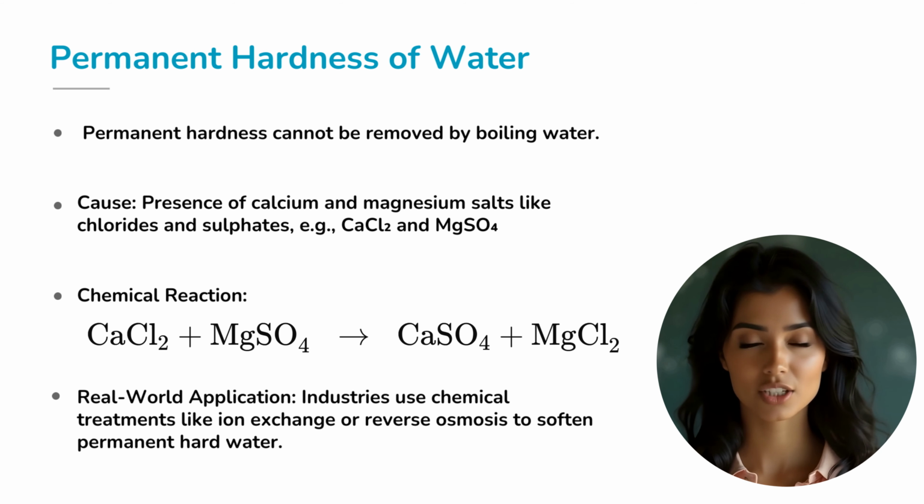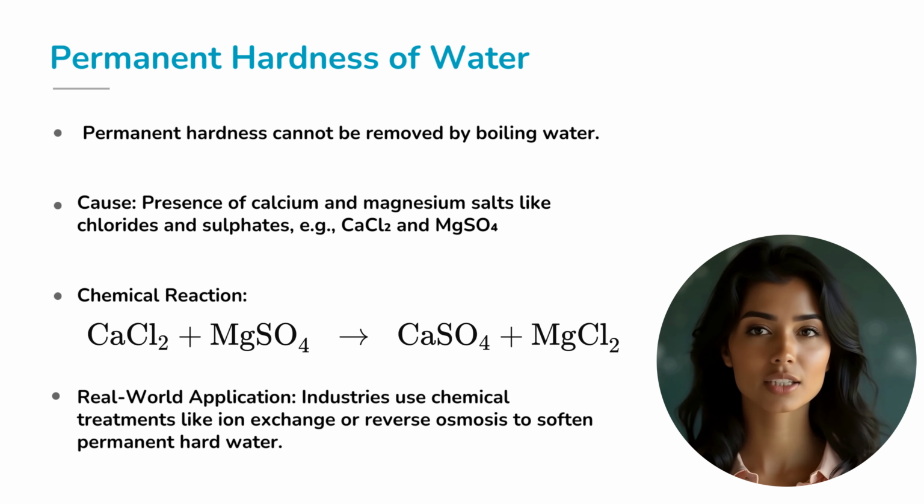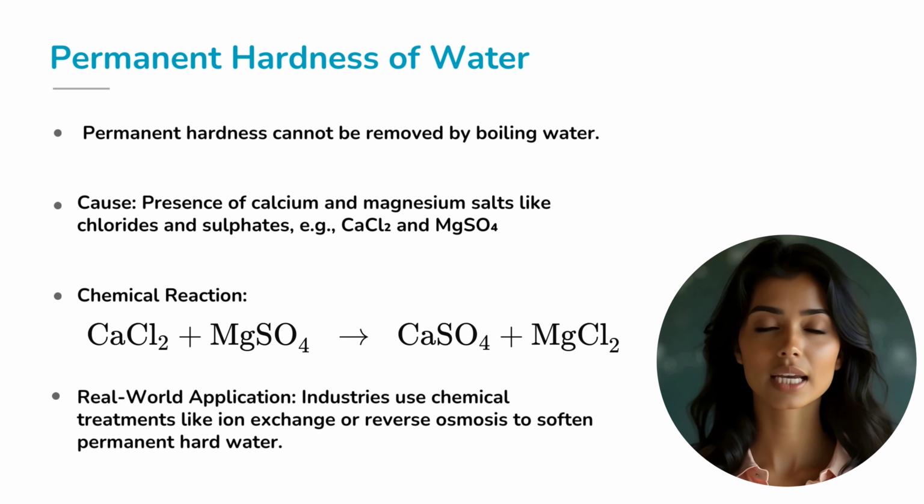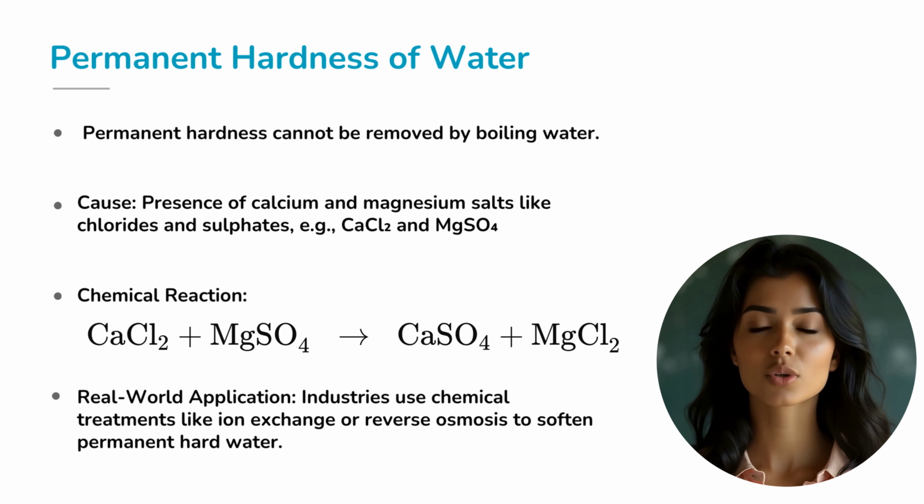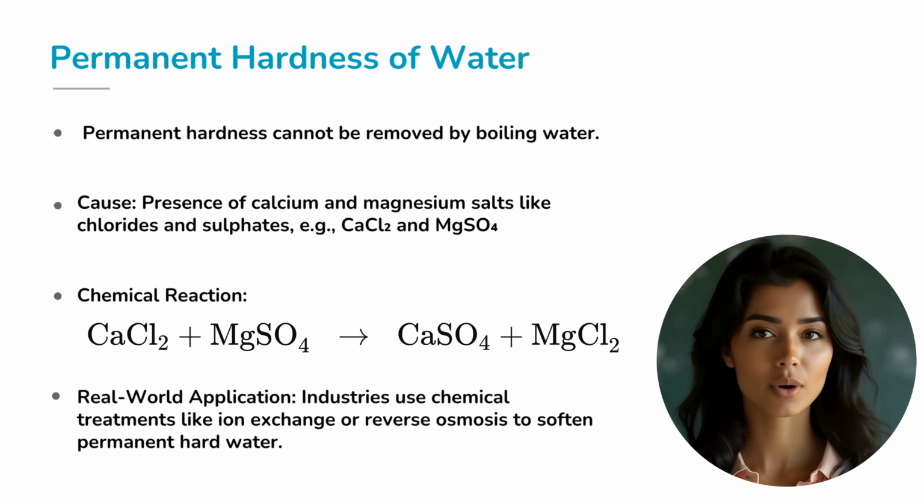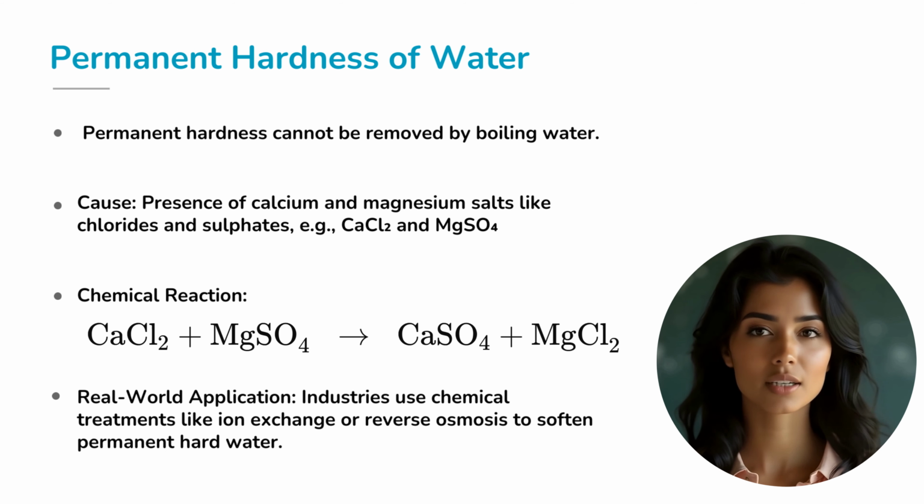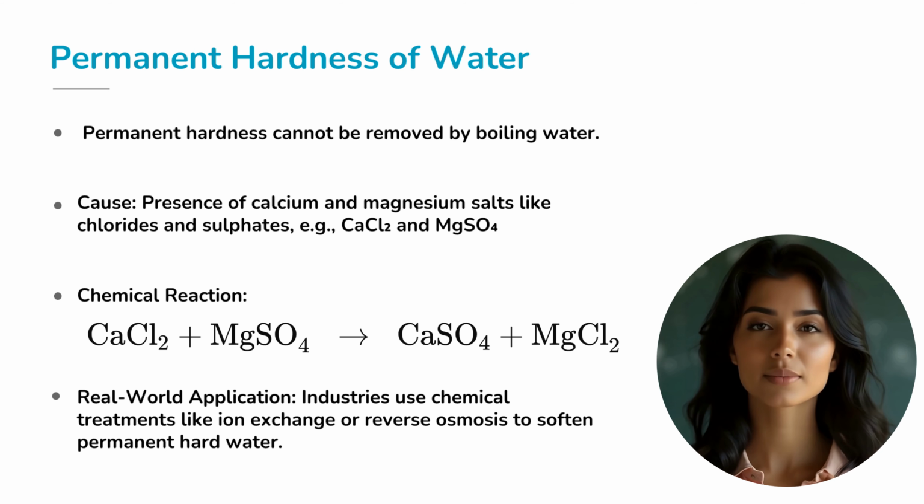The chemical reaction for permanent hardness might look like this. CaCl2 reacts with MgSO4 to form calcium sulfate, CaSO4, and magnesium chloride, MgCl2. Since these salts don't easily come out of the water, permanent hardness requires a more complex treatment to soften it, such as using chemical agents or ion exchange processes.